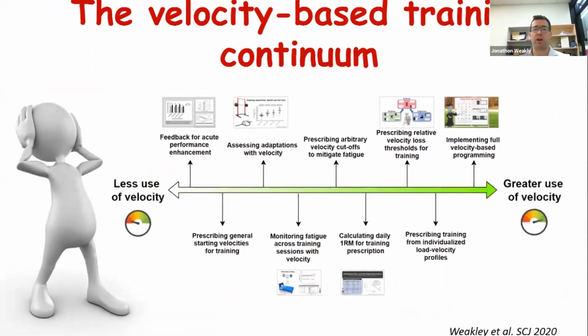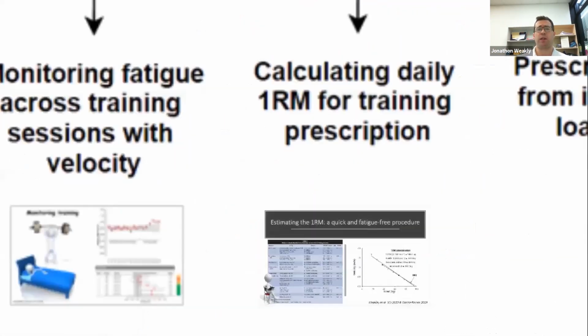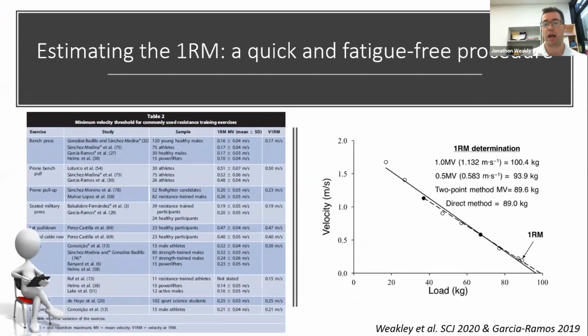Additionally, we can calculate the daily 1RM. And this is really exciting because we know that athletes often don't like 1RM testing. It's quite stressful. We also know it induces a lot of fatigue. And we know that it takes a lot of time. So the more time that we're testing and reducing the stimulus on the athlete, the more time we're not training. So people like Amador Garcia Ramos have done this excellent work where we've been able to estimate the 1RM very quickly and very easily with very, very small amounts of fatigue. And it's really accurate too. So being able to utilize velocity, we can estimate the 1RM daily if we want to.